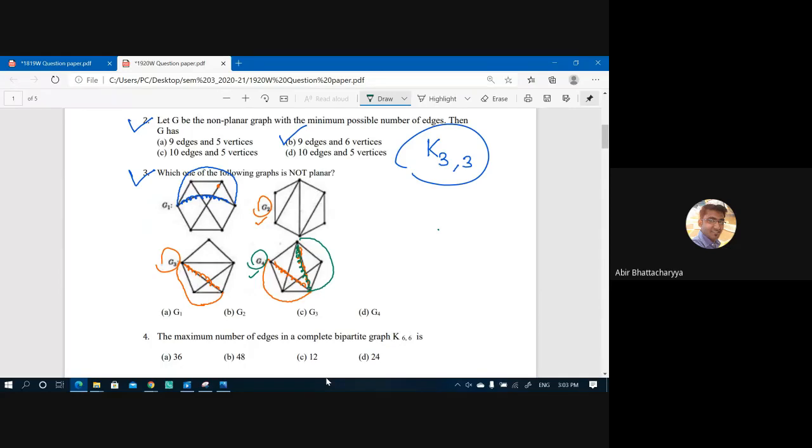So G2, G3, G4 are all planar. G1 is non-planar. You cannot redraw G1 in a plane, so you cannot embed G1. Embedding is not possible in case of G1 in a plane. That's why G1 is non-planar. Option A is correct. Which one is non-planar? G1 is non-planar.